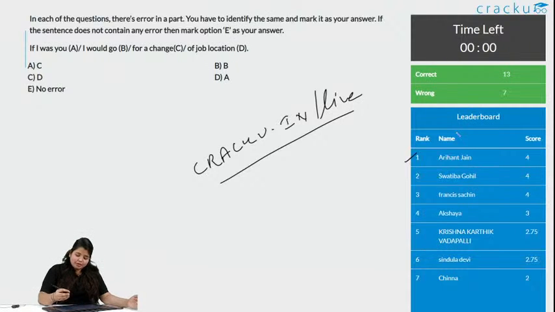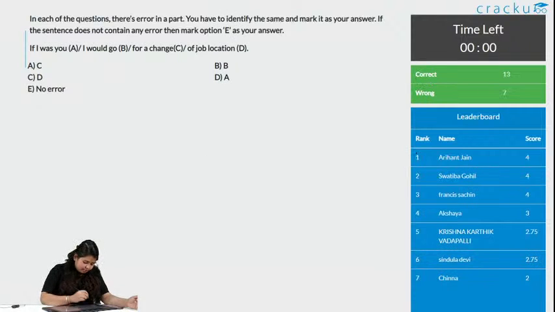Okay, with this, 13 people got this correct and 7 wrong. Let us see what is the solution. Again, find a part with error. If I was you, I would go for a change of job location. This is the sentence. So, is this a correct sentence? No. But the part wrong is option D, which is the correct answer, but the part is option A.